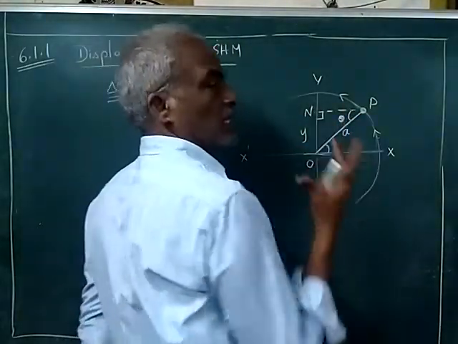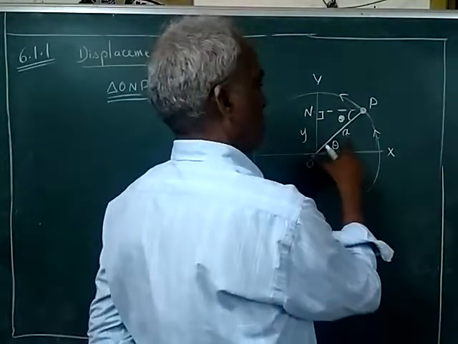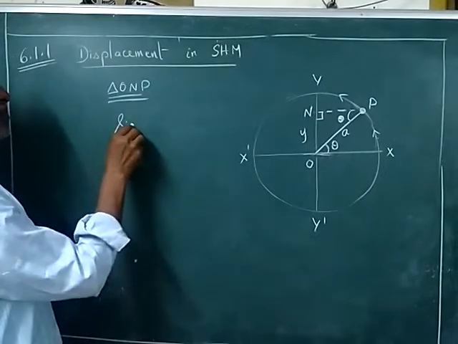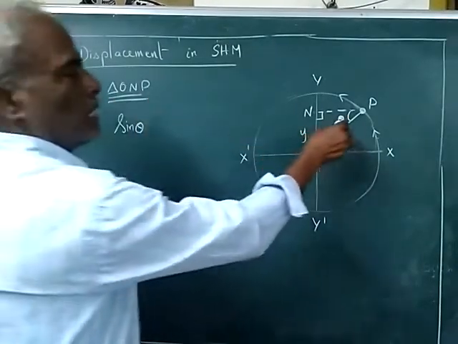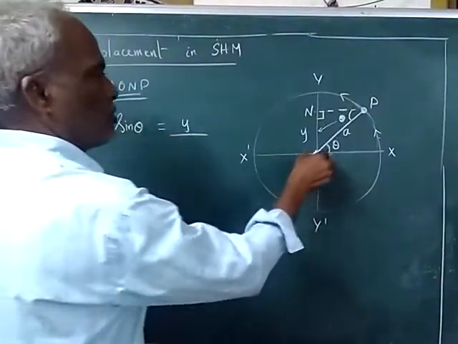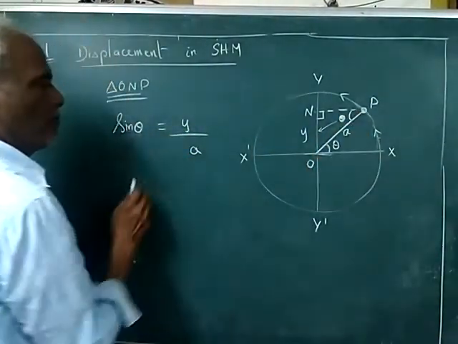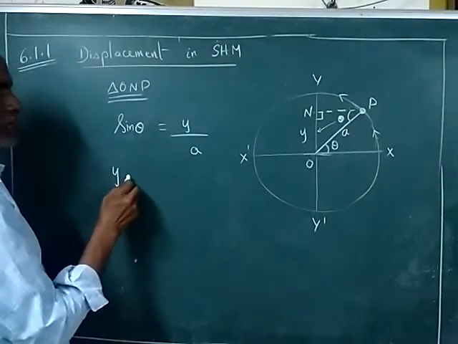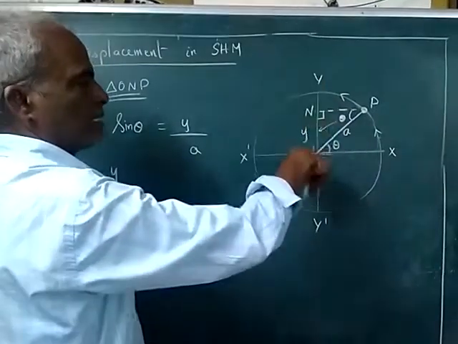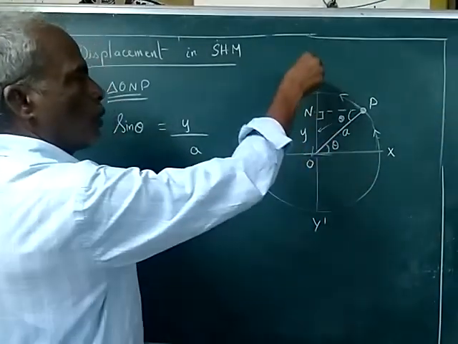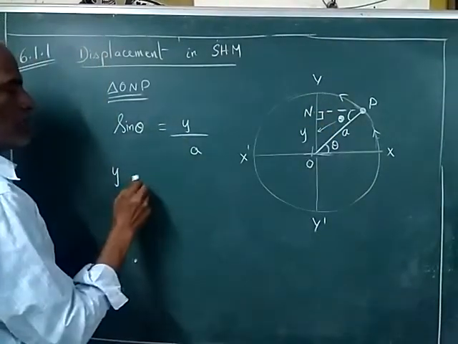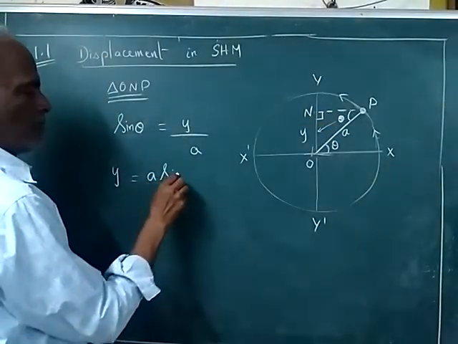The hypotenuse is nothing but the radius of the circle. Here the radius is A. So for sine theta, the opposite side is y, and the hypotenuse is OP, which is nothing but A. Now, what is the displacement? We just now told the displacement along the y-axis, that is OY. The displacement is ON, which is y. So y is equal to A sine theta.